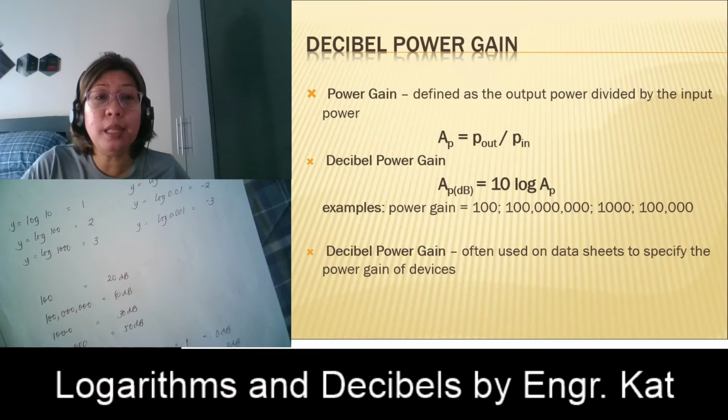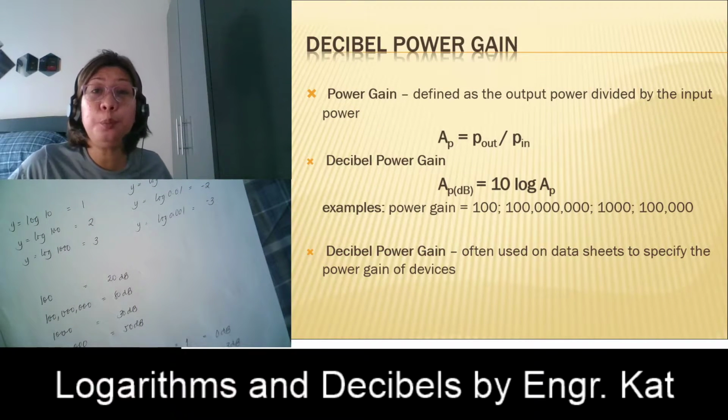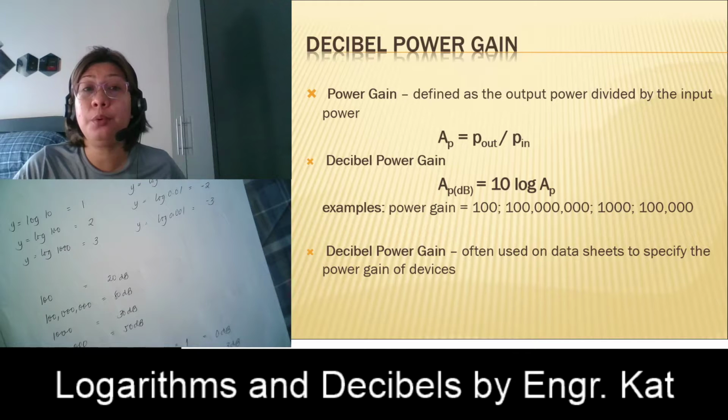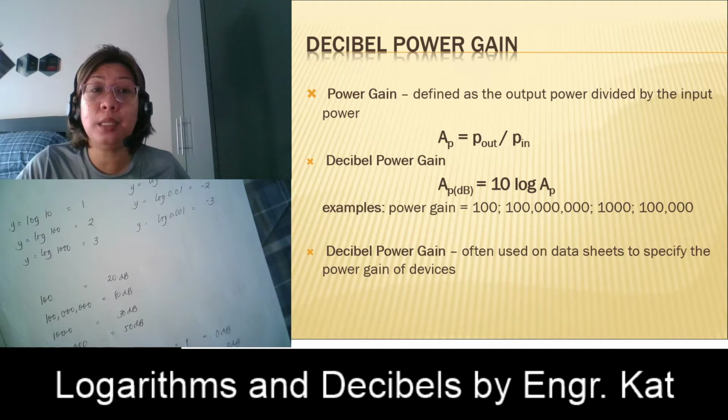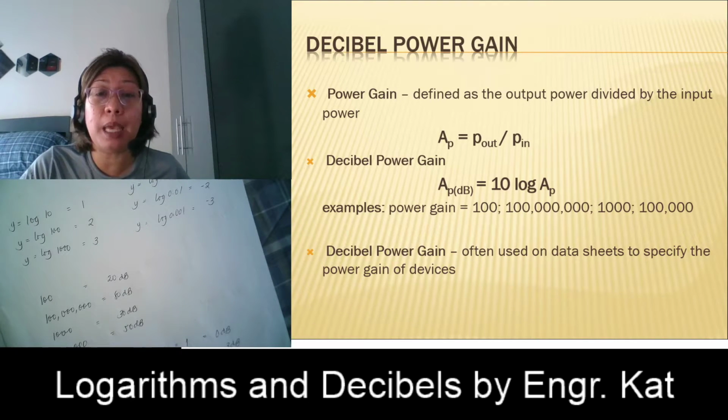Your power gain is defined as the output power divided by the input power. This is the absolute power gain, so this is P out all over P in. Your decibel power gain is 10 multiplied by the logarithm of your absolute power gain.